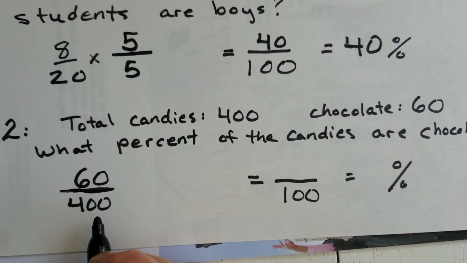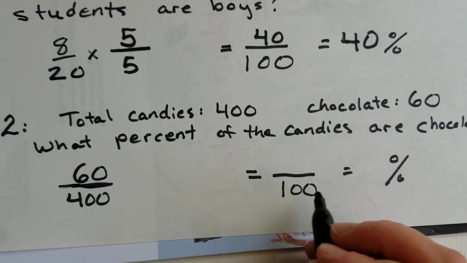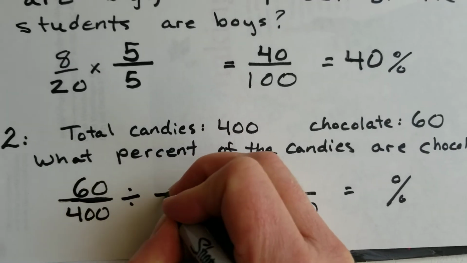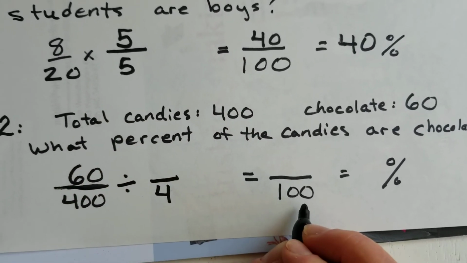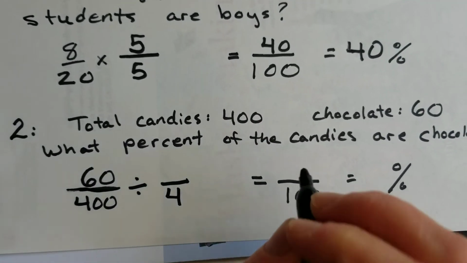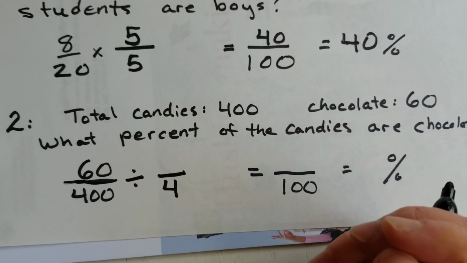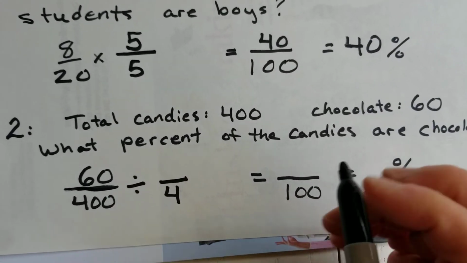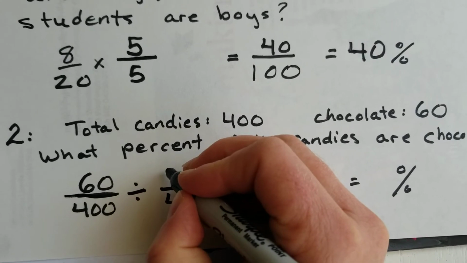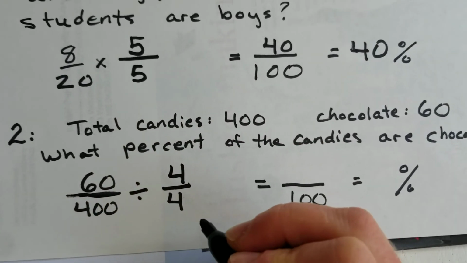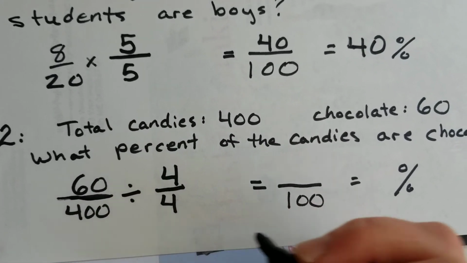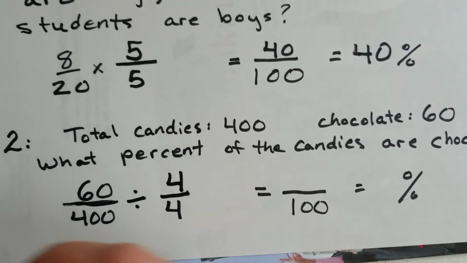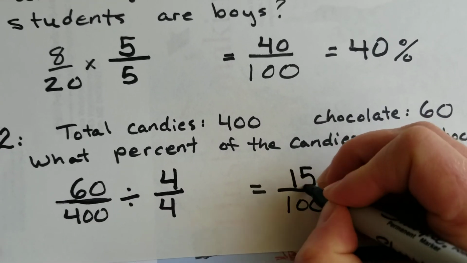So if you look at 400, how do we make it 100? Well, 400 divided by 4 is 100. Now, in order to keep the fraction the same, or equal, this one we are reducing. So what we do to the bottom, we do to the top. 60 divided by 4. Now 60 divided by 4, you can write it out if you're not sure, but it is 15.